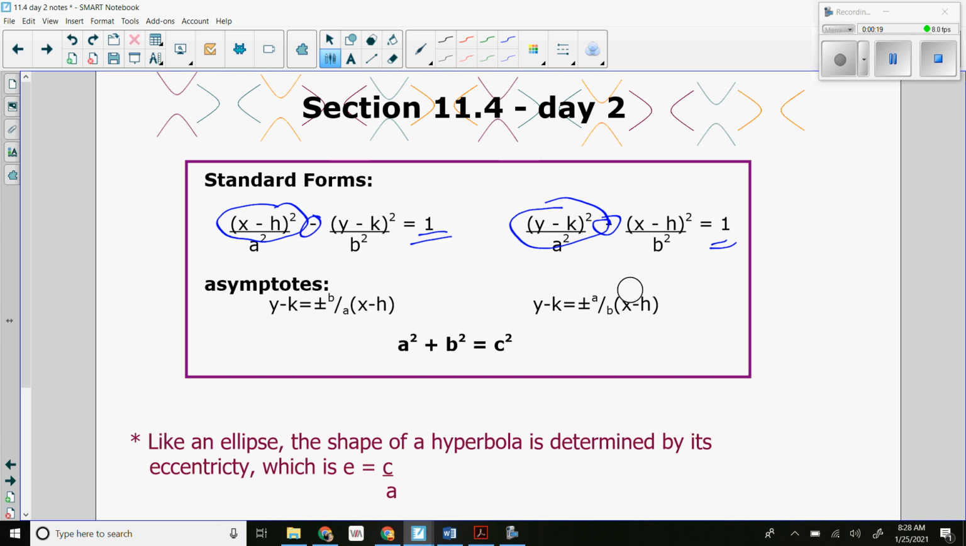All right. A couple of other things to note: when the x's come first, our equation for the asymptotes is going to have b over a for the slope, if you will, and a over b when the y's come first. And then lastly, instead of a squared minus b squared equals c squared, like we have with ellipses, this is a squared plus b squared equals c squared to find our c. One way to think about that is the c value has to be the largest.